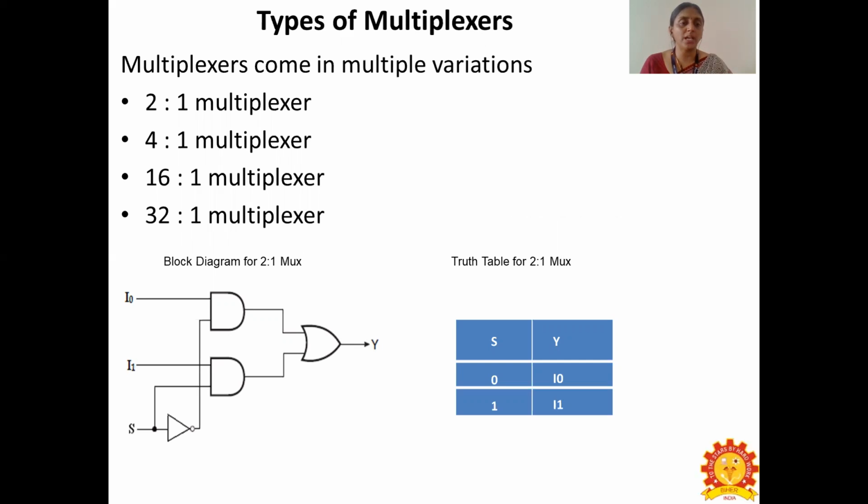So here is a block diagram for a 2 to 1 multiplexer, where it involves I0, I1 and the control signal S, and we get the output signal Y. And this involves a NOT gate, 2 AND gates and 1 OR gate. And the truth table for the same 2 to 1 multiplexer is given here, involving the control signal and the corresponding Y value.